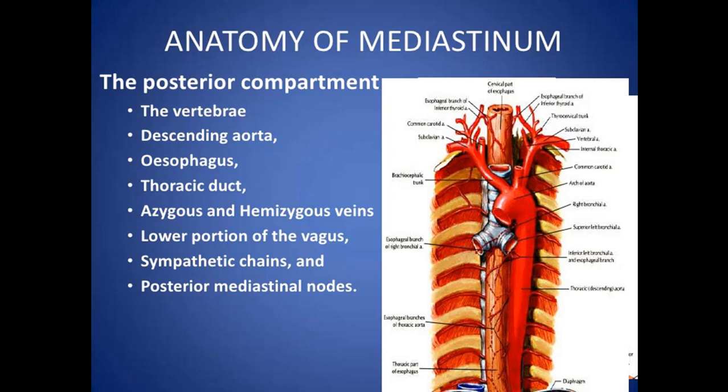So in this picture, forget what is written here. In this picture, we see the contents of the posterior mediastinum. We see the descending aorta. Of course, the arch is part of the superior mediastinum, but the descending aorta is part of the posterior mediastinum. We have the esophagus. We have the trachea and its divisions, and we do have the thoracic duct. It's not in this picture, but it's mentioned here. We do have the thoracic duct.